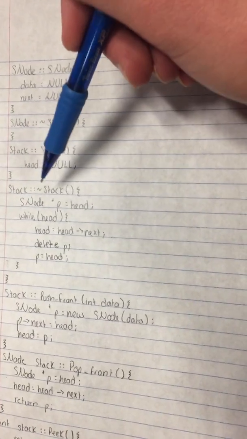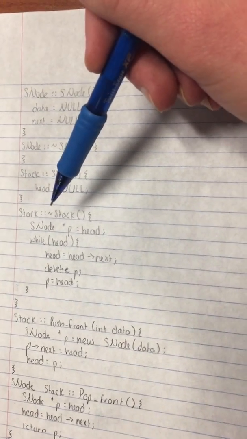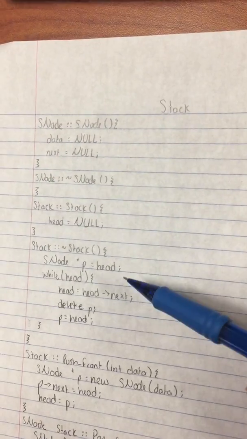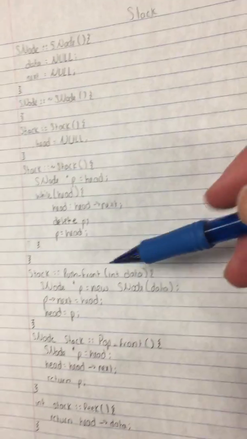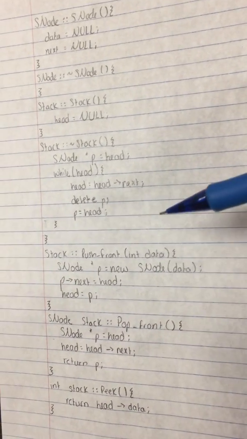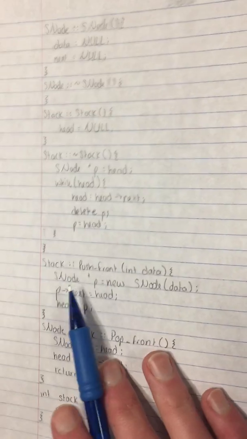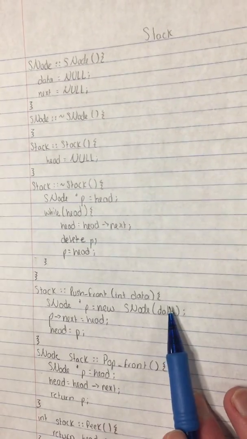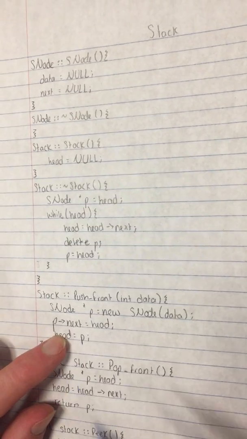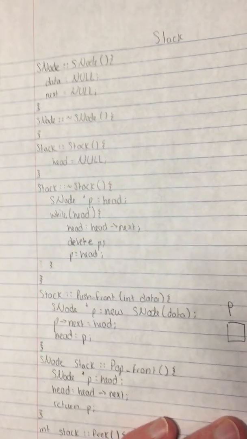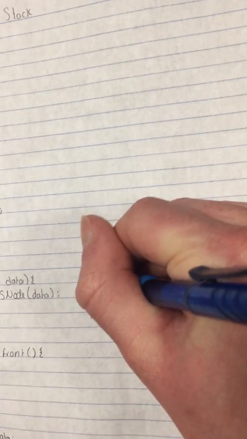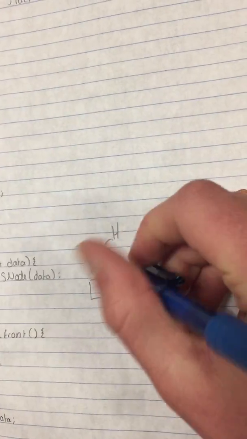And so here's the destructor for the stack, and it's actually pretty much exactly the same thing as the queue. So just moving along. And push front, fairly similar to push back, except we're going to create a new node and set p next equal to head. So we got p here, we got the head, so p next equals head, and then we're going to set the head equal to p, because that is now our first element.